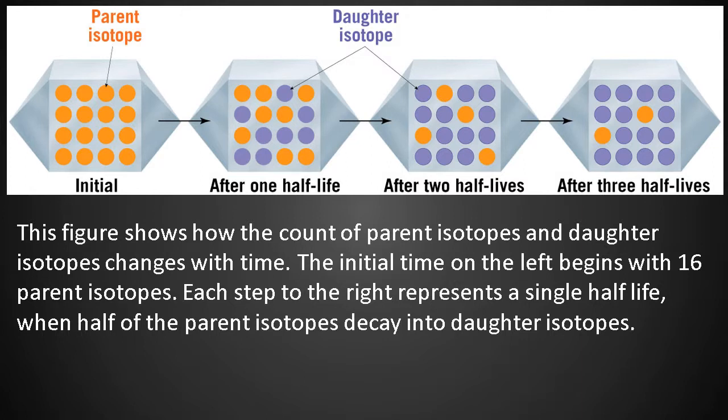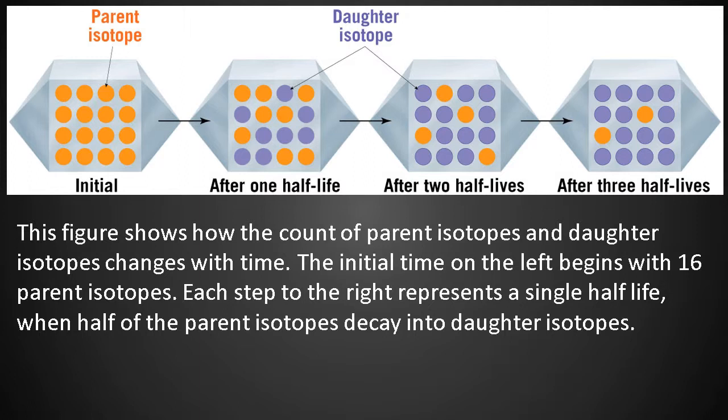This figure shows how the count of parent isotopes and daughter isotopes changes with time. The initial time on the left begins with 16 parent isotopes. Each step to the right represents a single half-life when half of the parent isotopes decay into daughter isotopes. How many parent and how many daughter isotopes exist after one half-life? Yes, 8 parents and 8 daughters.